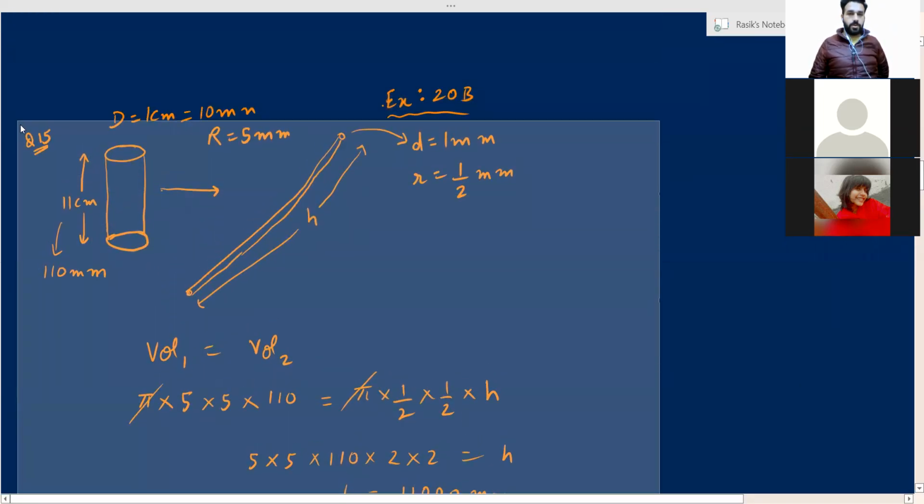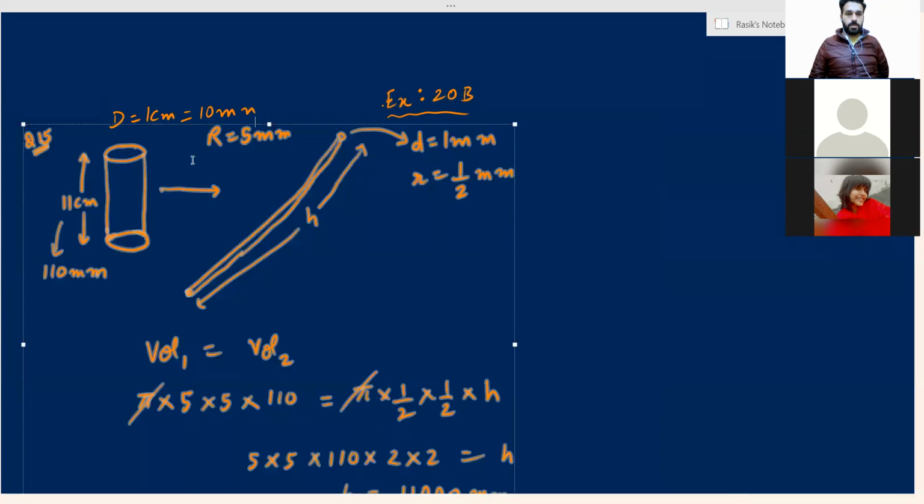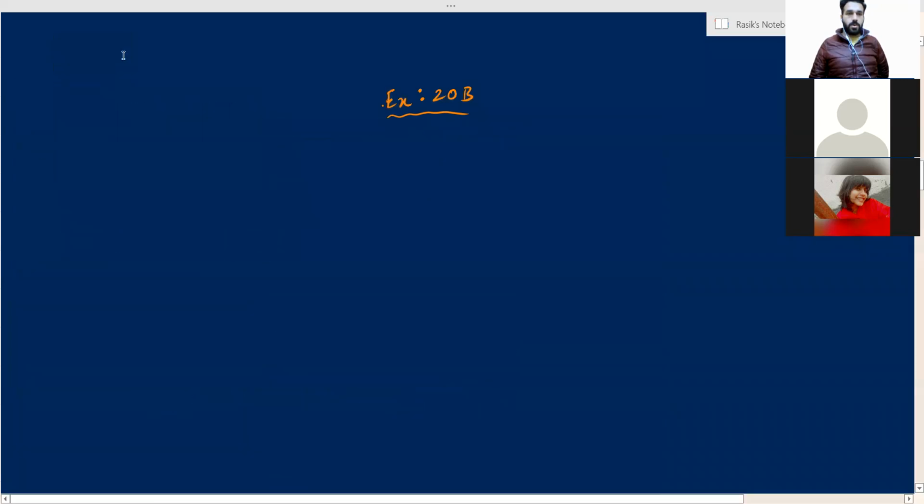Otherwise, it is correct. The concept is correct. I hope you will complete it. So let's move on to the next question. Question number 17. Mandina and Tanmay, you have not posted the answer.